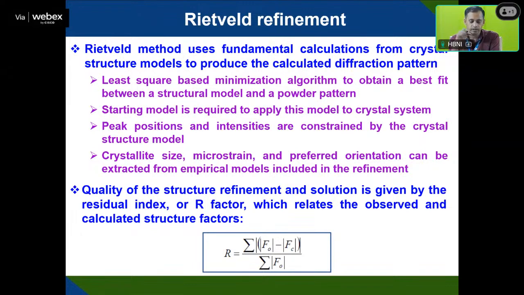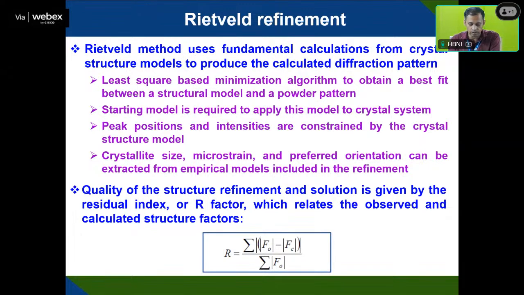A starting model is required. Whenever you go for a comparison, a starting model is required. You should know the crystal system, and only then can you use this. Peak positions and peak intensities are constrained by the crystal structure model, and crystallite size, microstrain, and orientation, all those things, can be refined in the model. You will be able to find out how accurate your diffraction pattern is.